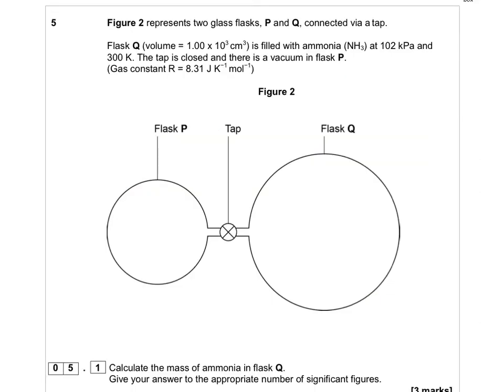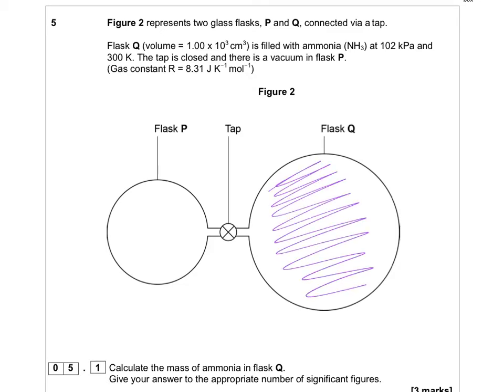Figure 2 represents 2 glass flasks, P and Q, connected via a tap. Flask Q has a volume of 1 × 10⁻³ centimetres cubed and is filled with ammonia. So that's this one, and we know it's filled with ammonia. So I'm going to draw my colour in to show it's filled. And we know the ammonia in there is at 102 kilopascals and 300 Kelvin.